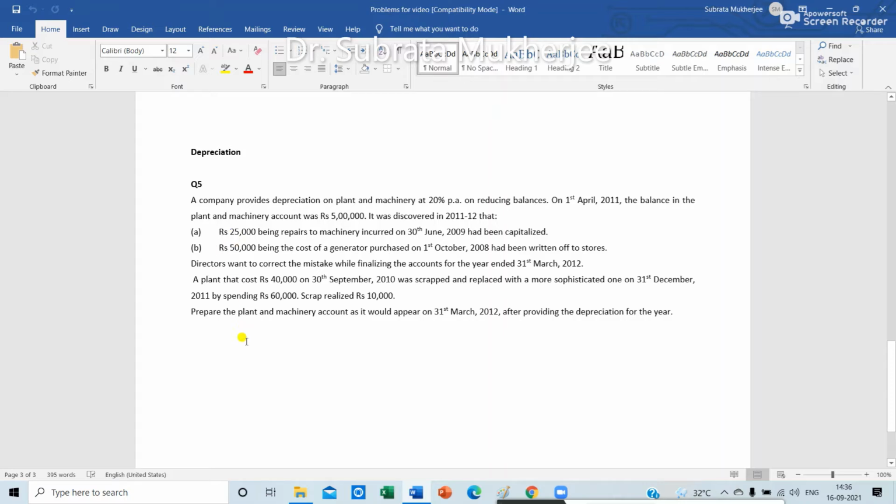So you need to find out the written down value of this rupees 25,000 as on 1st April 2011, and the written down value of rupees 50,000, the cost of generator, which was wrongly charged to profit and loss account during the financial year 2008-9. The written down value of this 50,000 on 1st April 2011 will be capitalized. So let us start the working first.